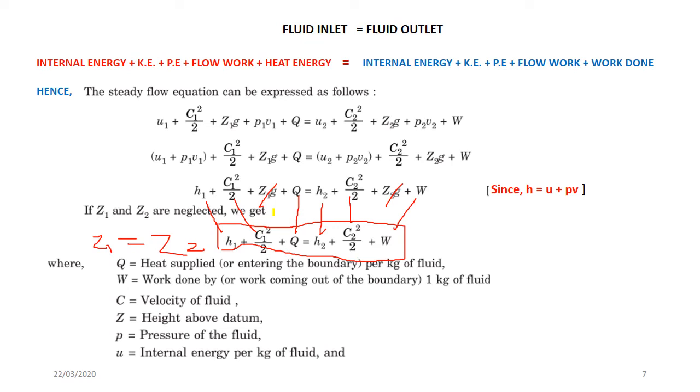So H1 plus C1 square by 2 plus Q is equal to H2 plus C2 square by 2 plus work done. Here Q is heat supplied per kg of fluid, W is work done by the fluid, C is velocity of the fluid in meter per second, Z is height in meter, pressure is in Pascal or Newton per meter square, and internal energy of the fluid is in joules per kilogram.